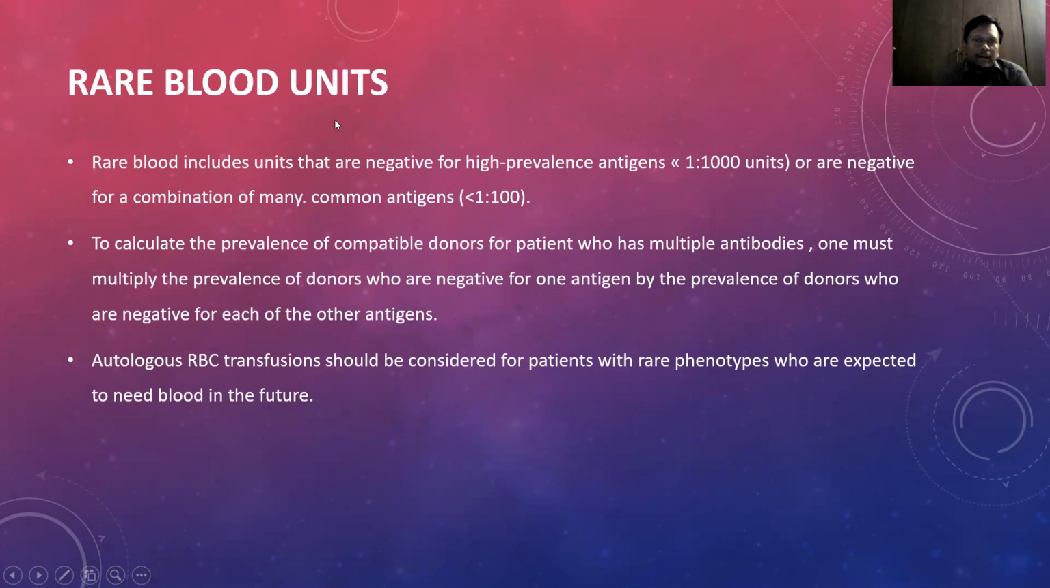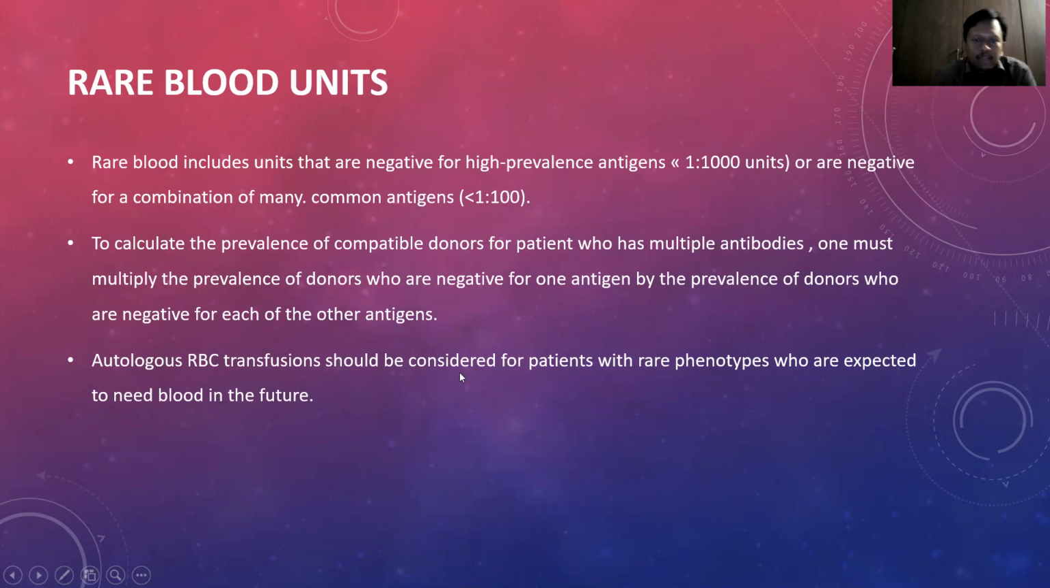So in case of rare blood units, rare blood is nothing but units which are negative for a high prevalence antigen, that is 1 in 1000 units, or negative for a combination of many common antigens, that is less than 1 in 100. So to calculate the rare blood units, we need to know the prevalence of compatible donors for patients who have multiple antibodies. One must multiply the prevalence of donors who are negative for one antigen by the prevalence of donors who are negative for each of the other antigens. So it's just a multiplication whereby we'll be able to calculate how many units we need to crossmatch to find a compatible rare unit.